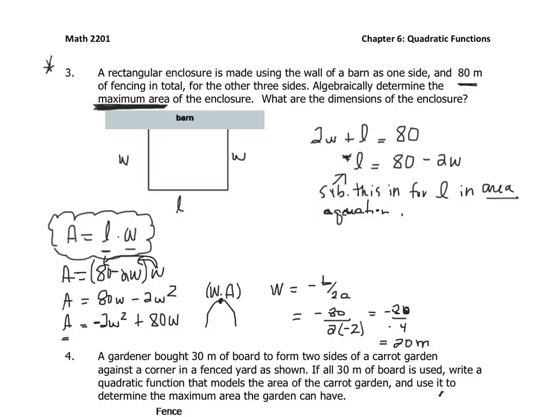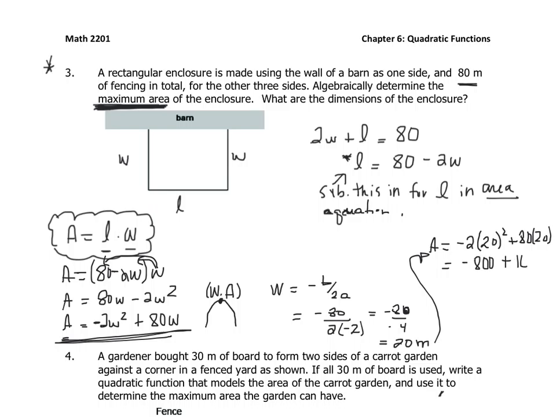Now, it doesn't ask me to find the maximum area. Oh, yes, it does. It says algebraically determine the maximum area. Sorry, it does. So I can actually plug that W back into my equation over here and get the maximum area. Negative 2 times 20 squared plus 80 times 20. And 20 squared is 400 times a negative 2 is negative 800, plus 80 times 20 is 1600. So that gives us 800 meters squared as the maximum area.